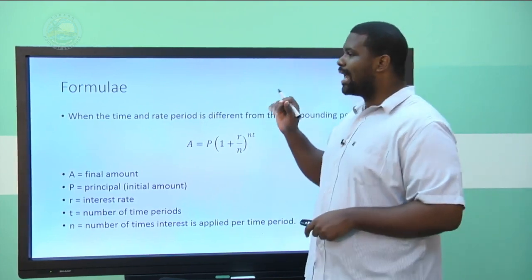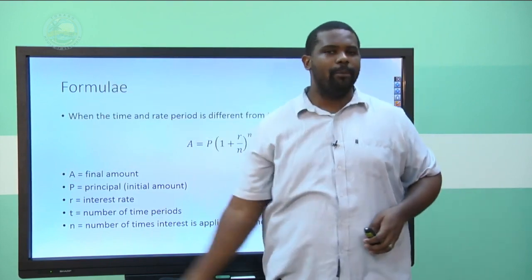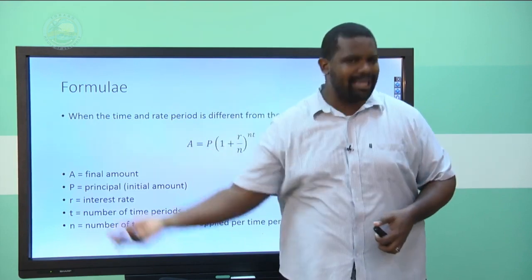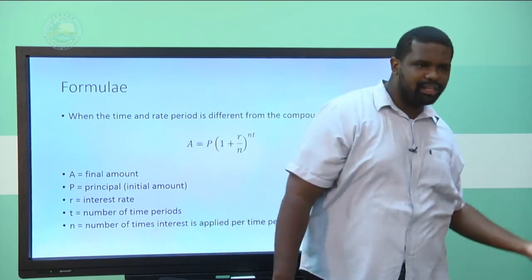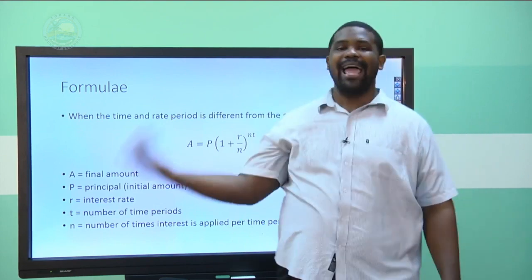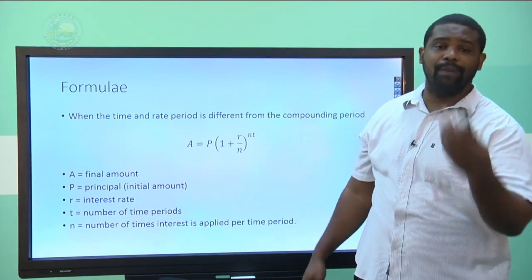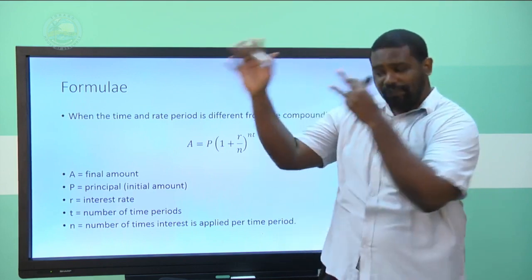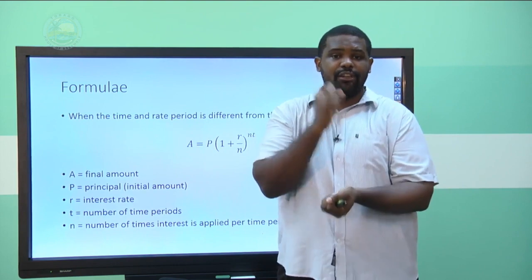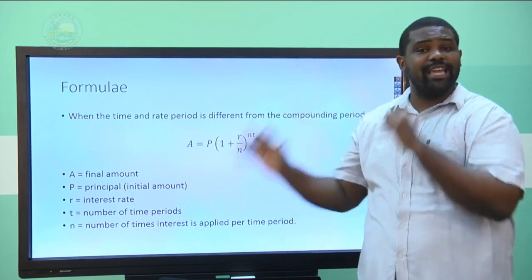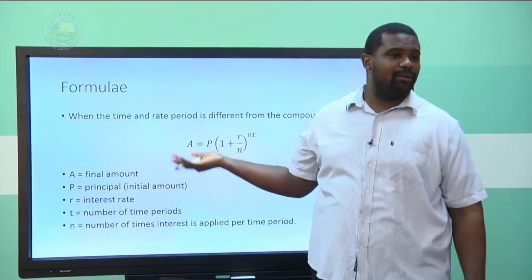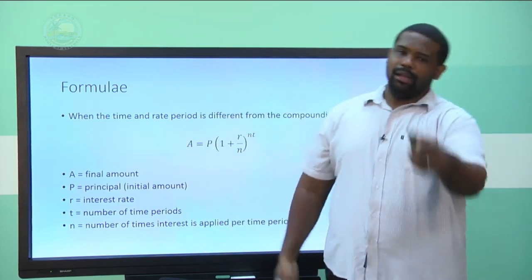So if you are given an annual interest rate, but you are being compounded every month, then you need to change that annual interest rate into a monthly interest rate. If you're given 5 years, but you are compounding per month, then you must change the time from 5 years to 60 months. Everything must be within a compound period. So you can either change it for yourself, or you can use the formula, and the formula will change it for you. Let's look at the example.